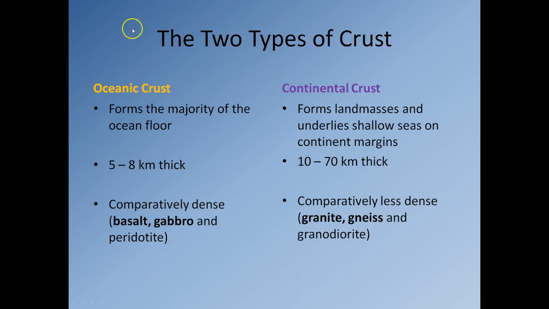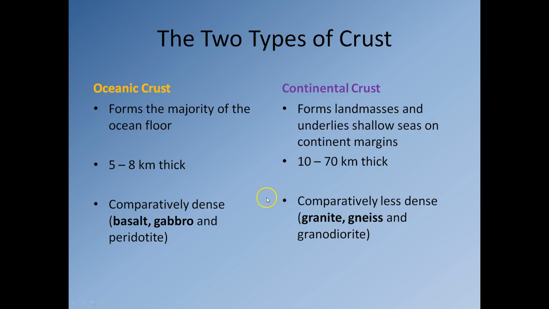Now before we get into them, we're just going to take a second to think about the types of crust. As I'm sure you remember, the Earth is made up of two types of crust. There's oceanic crust that makes up the majority of the seafloor, and there's continental crust that forms land masses and underlies very shallow seas, which we refer to as the continental margin, or the continental shelf, should I say. Oceanic crust is pretty thin, 5 to 8 kilometers. Continental crust is a lot thicker, 10 to 70 kilometers. And oceanic crust is comparatively dense when compared to continental crust.